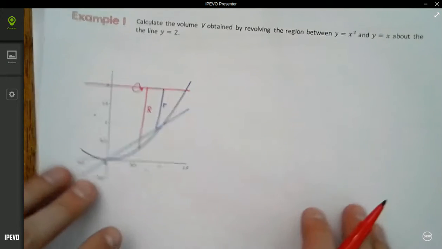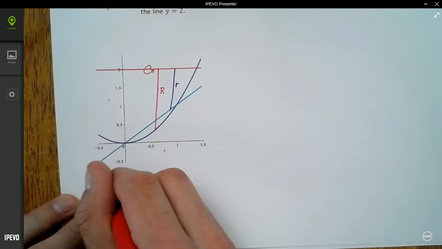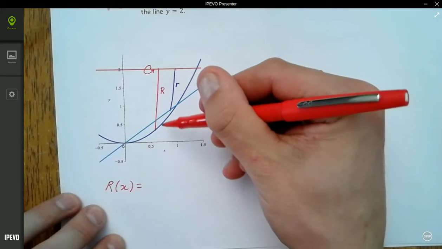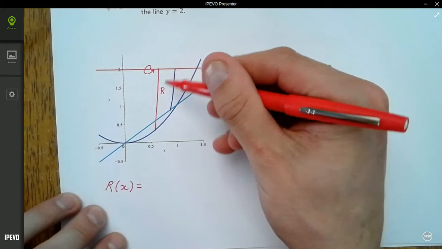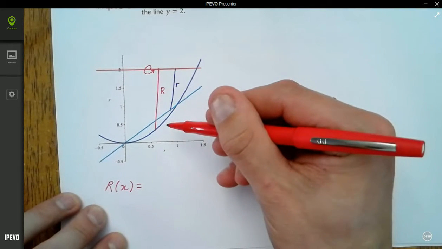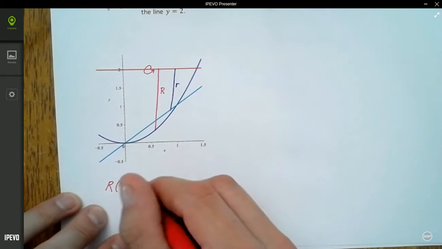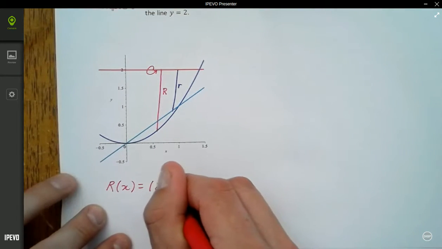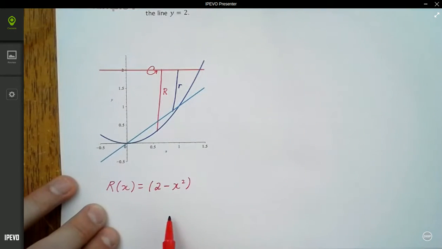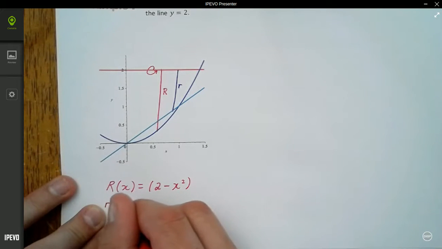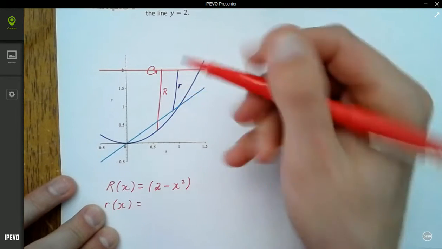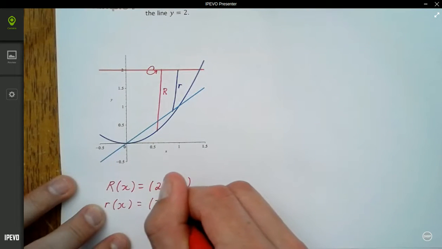Now that I have big R and little r, I can write them down here. Big R of x: to find the length of this line, the distance between two functions, it's the top function minus the bottom function. My top function is 2, so this is 2 minus the bottom function, which for big R is x squared. That's big R of x. Little r of x is the top function minus the bottom function, which is 2 minus x.